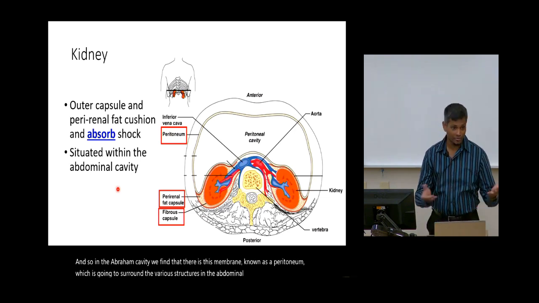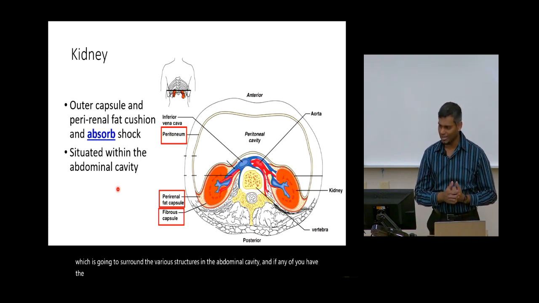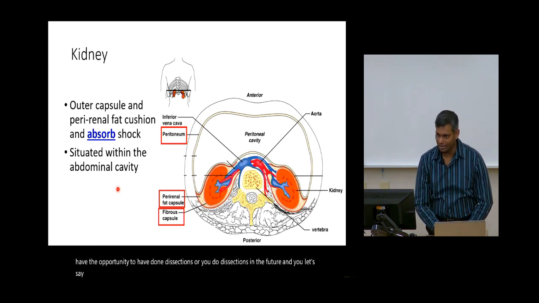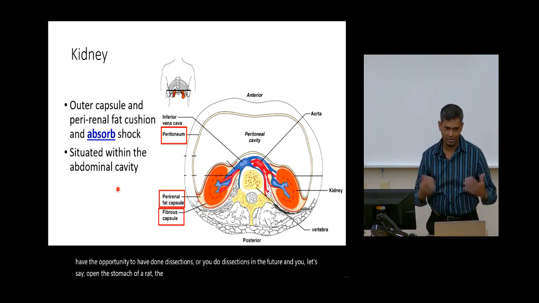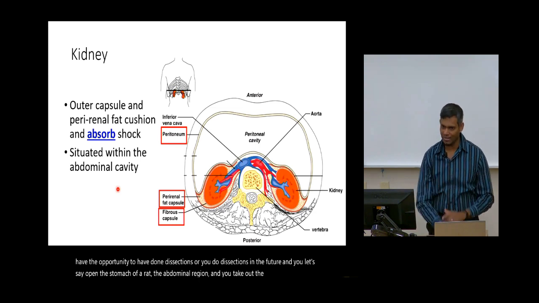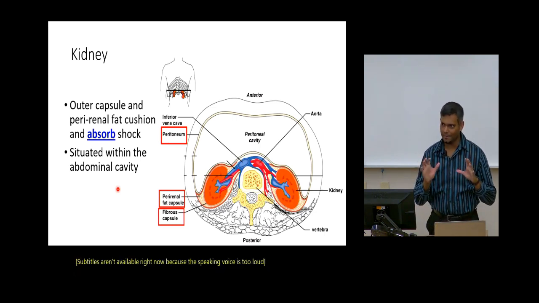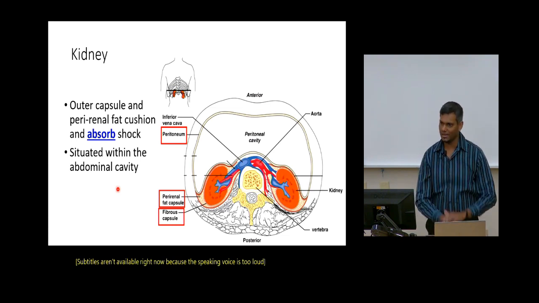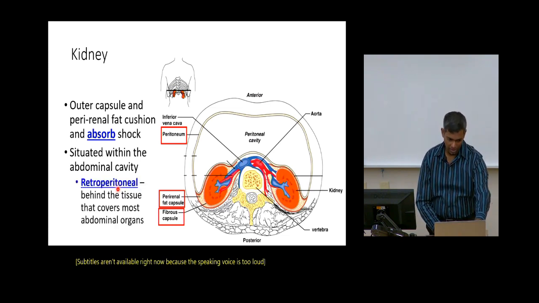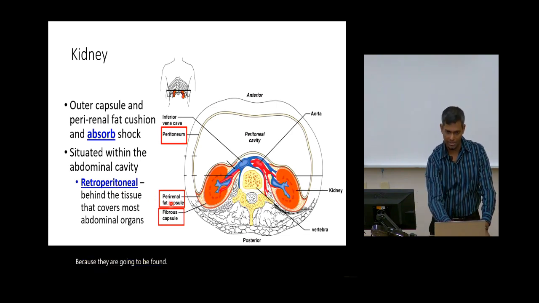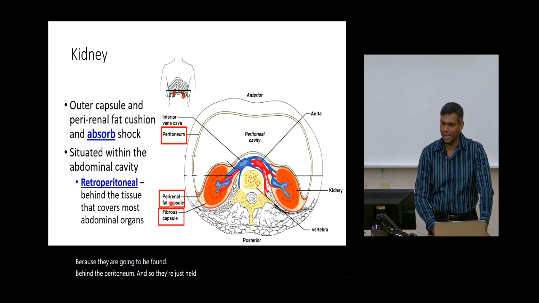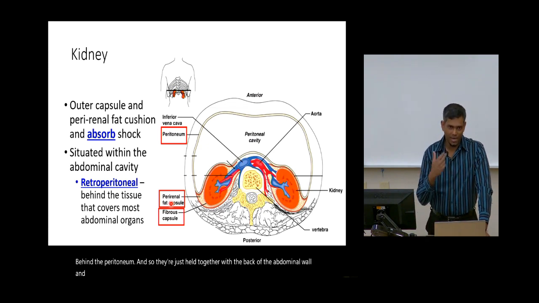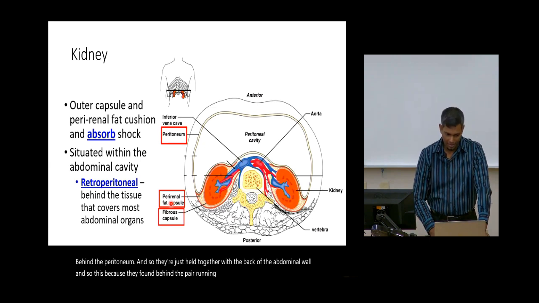And if any of you have the opportunity to do dissections, or you do dissections in the future, and you, let's say, open the abdominal region of a rat and take out the small intestines, the stomach, and then the liver, you will notice that in the existing cavity, it looks like the kidneys are stuck behind wallpaper, right? Because they're found behind the peritoneum, and so they're just held to the back of the abdominal wall. And because they're found behind the peritoneum, they're called retroperitoneal.